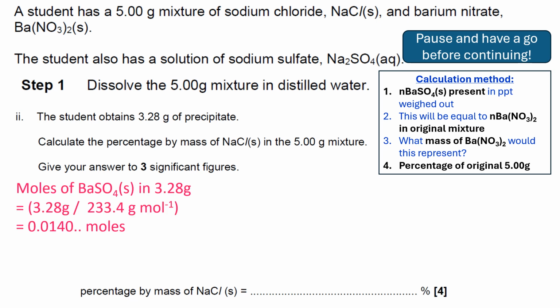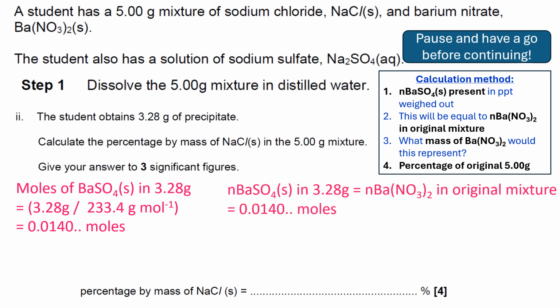It told you earlier in the question that barium sulfate has 233.4 grams per mole as its molar mass. The first thing to do is to work out the number of moles present in the 3.28 grams of precipitate that was formed. Notice that I've put a dot dot by the 0.0140. That's because I'm keeping my calculator value. That barium sulfate would have come from an equal number of moles of barium nitrate solid in the original mixture. So I can transfer that 0.01400 moles across.